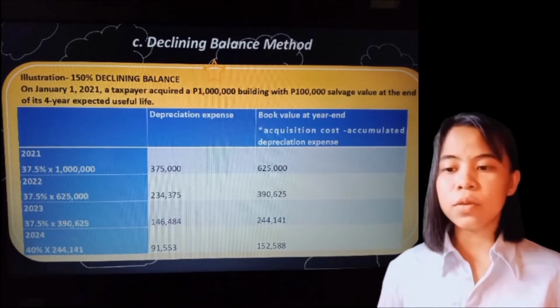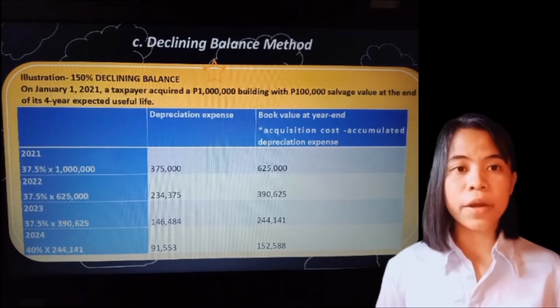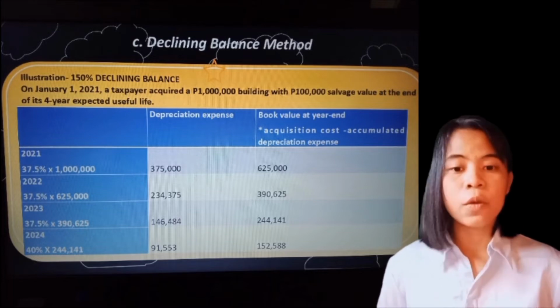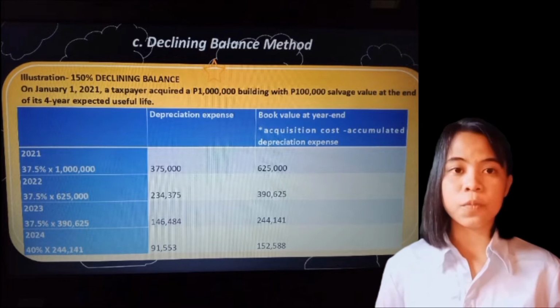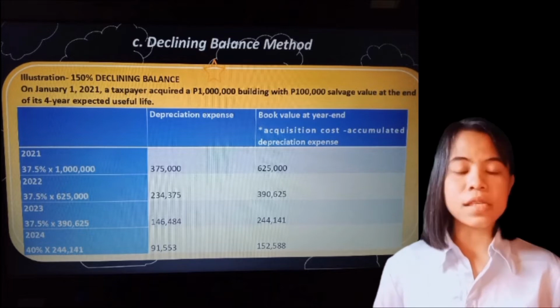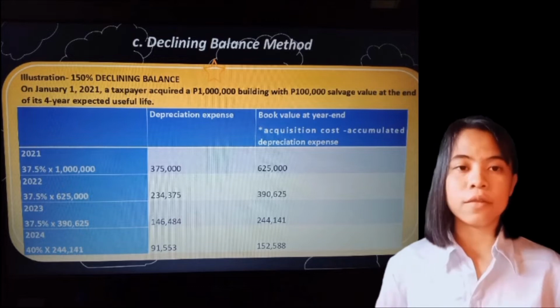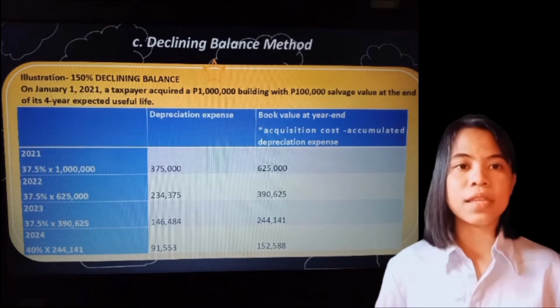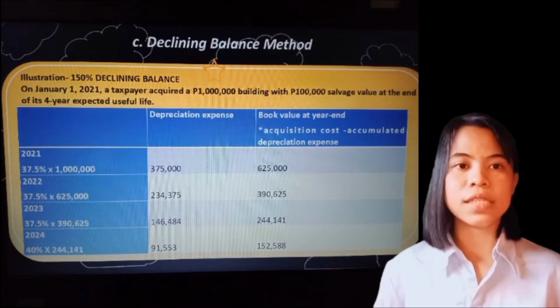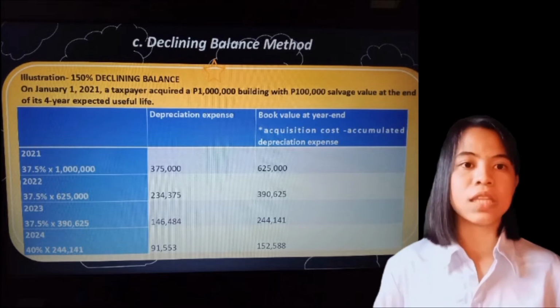On January 1, 2021, a taxpayer acquired a building worth 1 million with 100,000 salvage value at the end of its 4-year expected useful life. For this illustration, we have a depreciation rate of 37.5%. 150% divided by useful life na 4 years kaya nakuha yung depreciation rate na 37.5%.